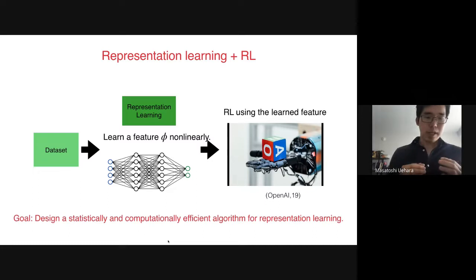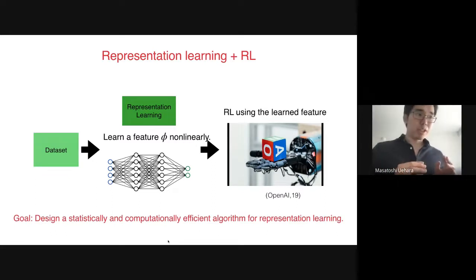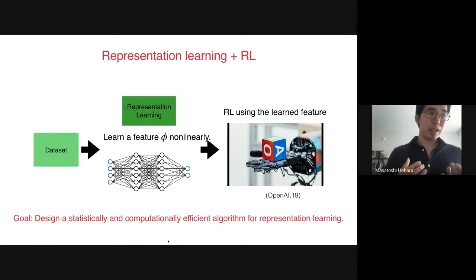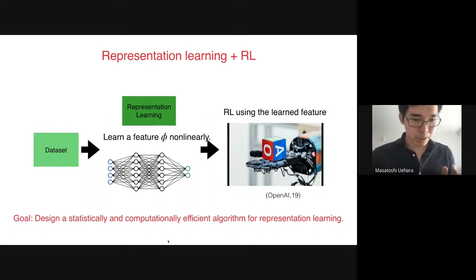However, theory-wise, we often assume that we know features a priori and models are linear in that feature. And many models like linear MDPs or a Gaussian process basically have that property. However, as I mentioned, the practical way is learning feature in a data-driven manner. So there's a gap between theory and practice. Our goal is to design a statistically and computationally efficient algorithm for representation learning and reinforcement learning.